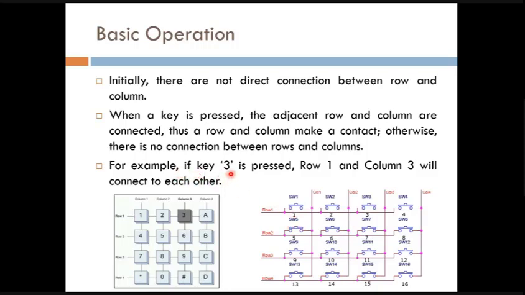For example, if we press key 3, you can see from here 1, 2, 3, so key 3 should be located here. If you press key 3, this means that only column 3 and row 1 will be connected. Other than that, everything remains unconnected. Only these two, column 3 and row 1.